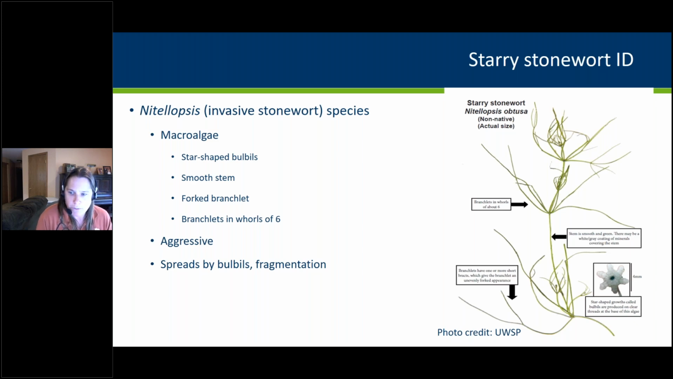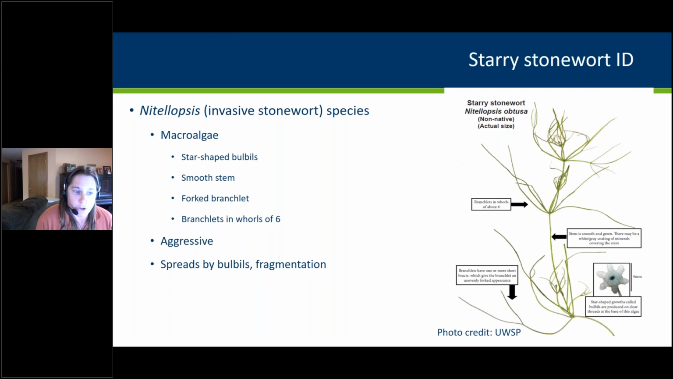It has a forked branchlet, so you have these uneven bracts on one of the branchlets, which is a way to determine if it's starry stonewort or your native stonewort. And it also has branchlets in whorls of 6. It's a really robust plant, so it's really different than most of the native stoneworts that you may encounter.